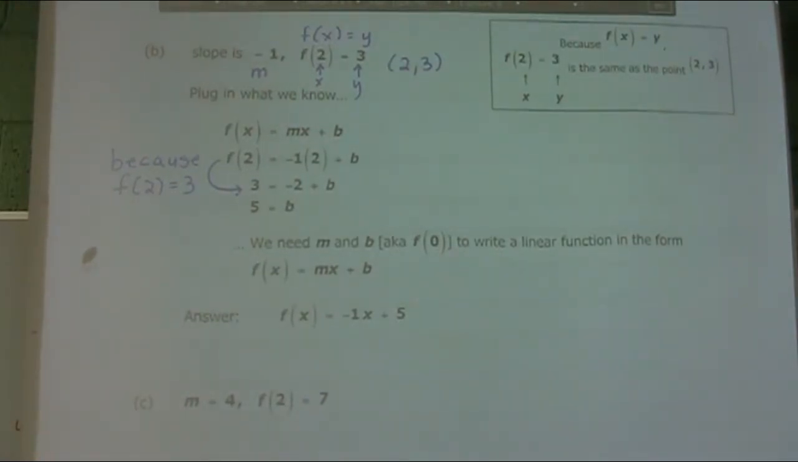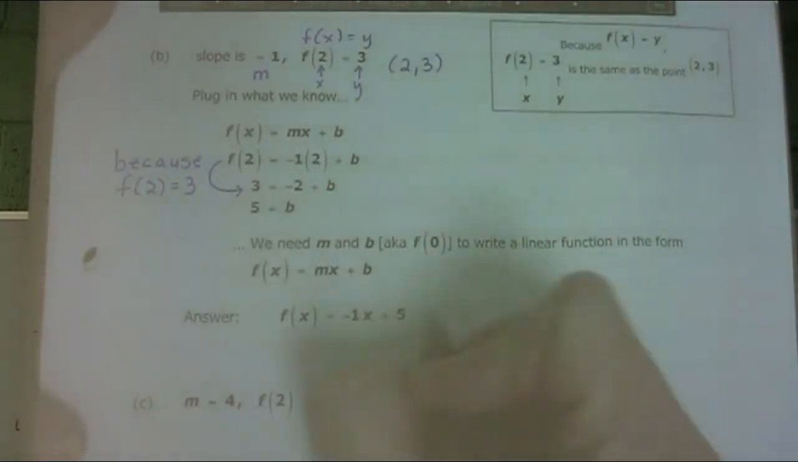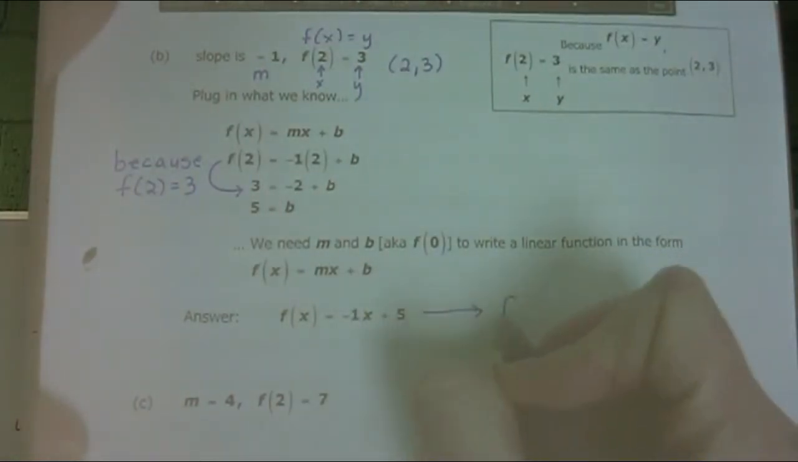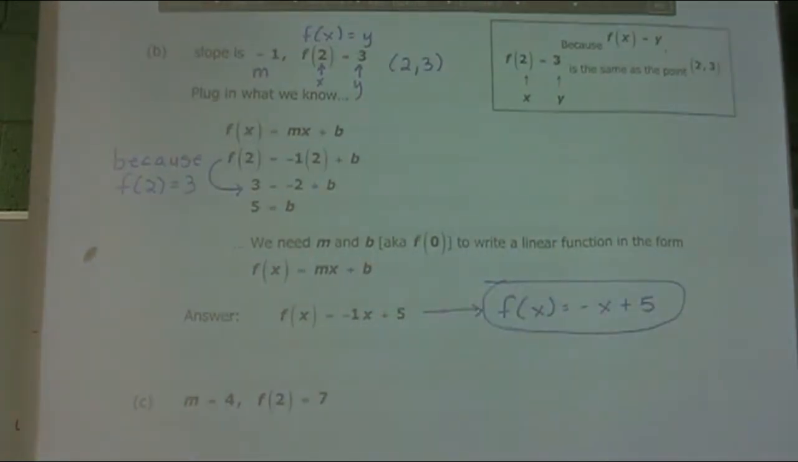Now that I have b, I can easily write this function. So we need m and b to write a linear function in the form f of x equals mx plus b. Now we're going to write f of x equals, put the -1 in for m, put the 5 in for b. So -1x plus 5, which we write more simply like this: f of x equals -x plus 5. And there's our linear function. So we're doing it a little bit differently.